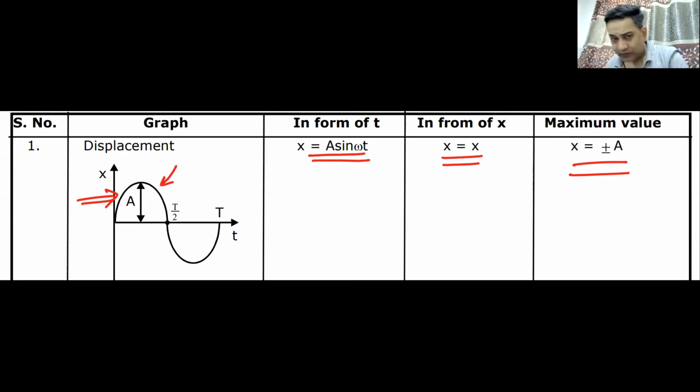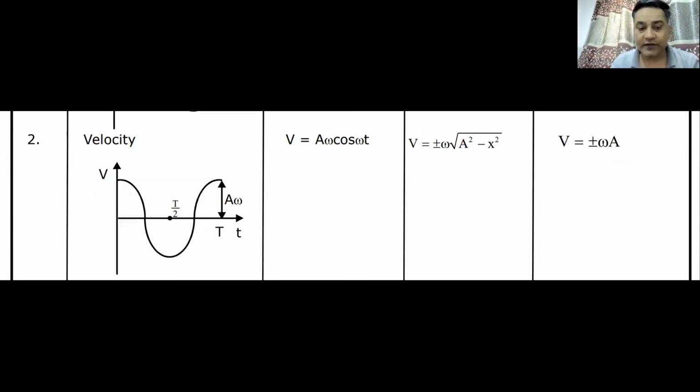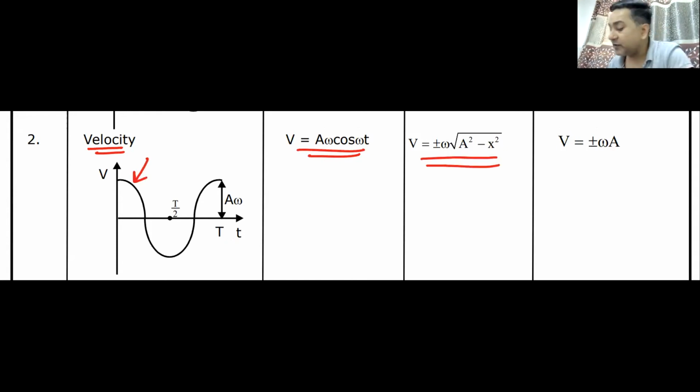You will get this graph in the sheet, so you can draw it and mark it from the sheet. I will just explain it to you because we have already discussed this. The next graph will be the graph of velocity with time, and it is in the form of a cos graph. Do you understand this cos graph? In terms of x, it is plus or minus omega into root over A square minus x square. We have already discussed this equation. Yes or no? Tell me. Yes, sir.